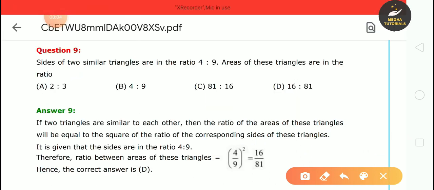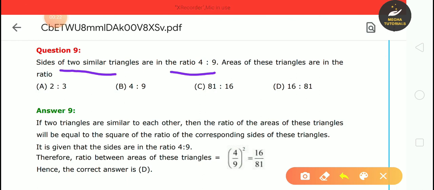Question 9. Sides of two similar triangles are in the ratio 4:9. Then the areas of these triangles are in the ratio: option A 2:3, option B 4:9, option C 81:16 and option D 16:81. So in this case we will apply the theorem of areas of similar triangles.